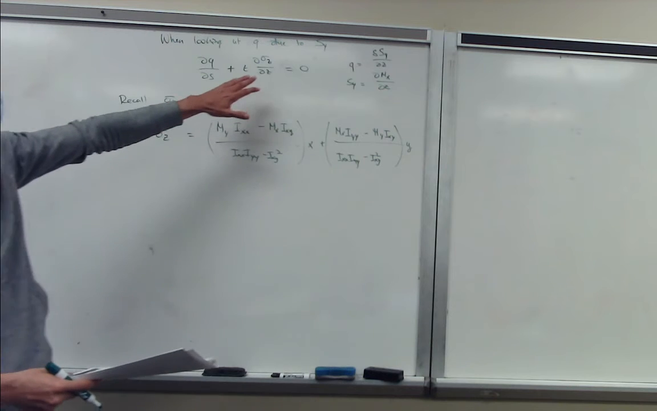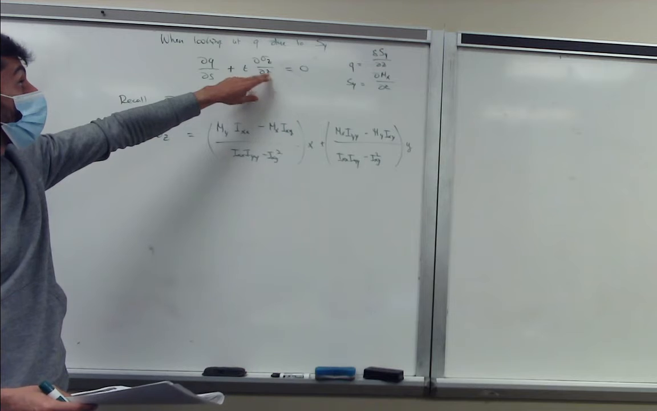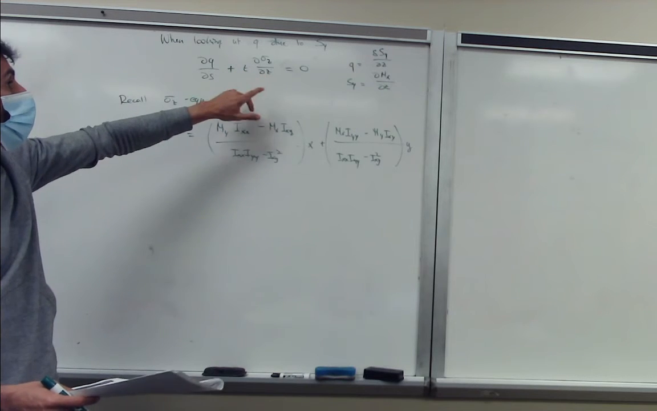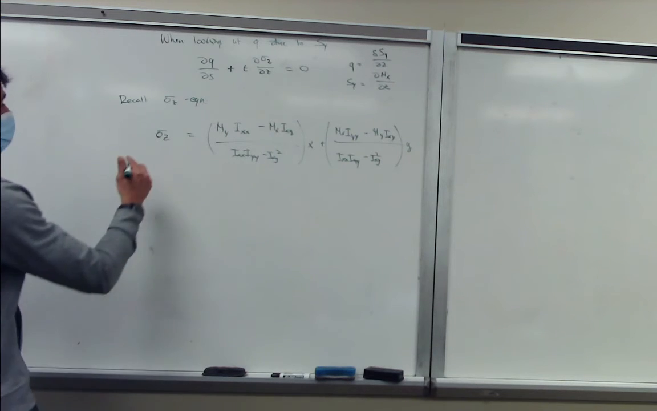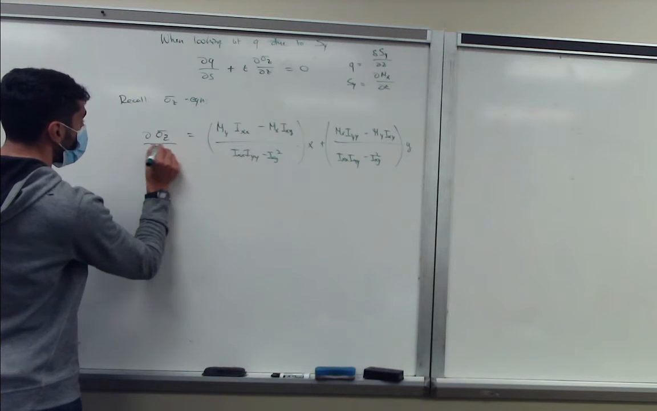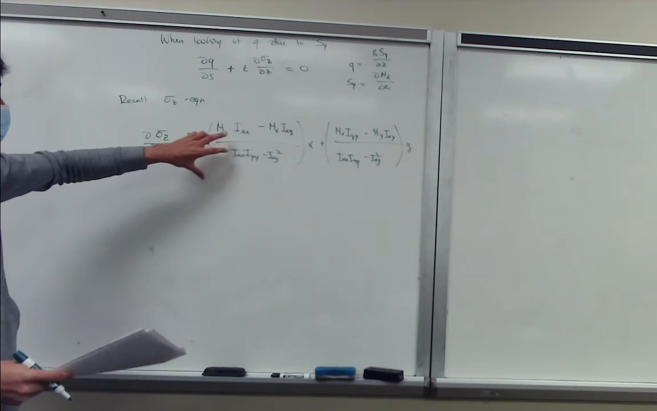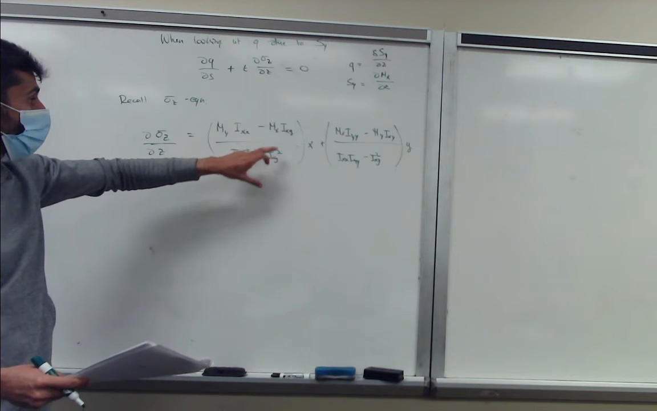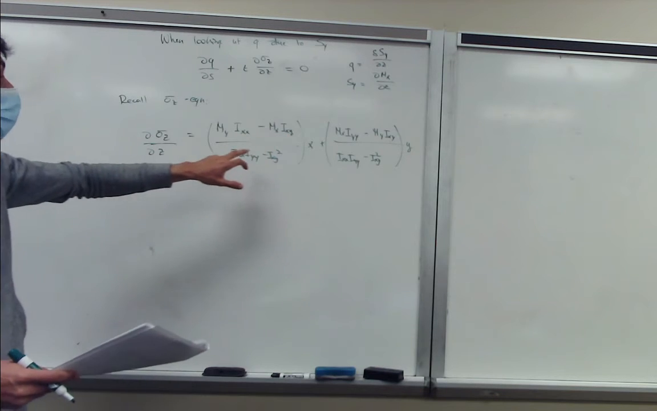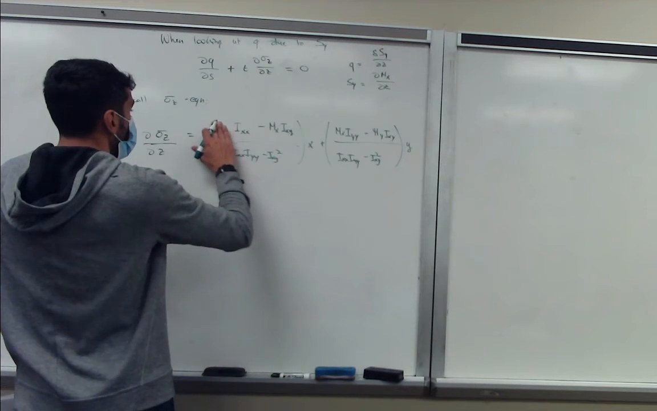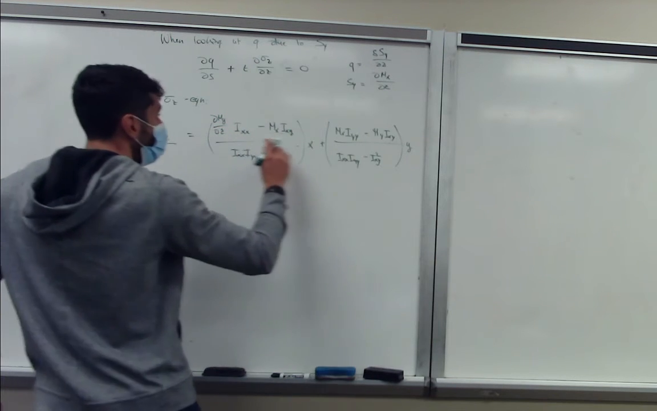And now let's substitute. Since this is sigma z stress with variation with respect to z, we can take this equation and take the variation with respect to z. So if you take the variation with respect to z of sigma z, we know that these are all cross-sectional dependent terms, so they cannot vary with z. So the only thing that can vary with z is our moment. So we get here My with respect to z.